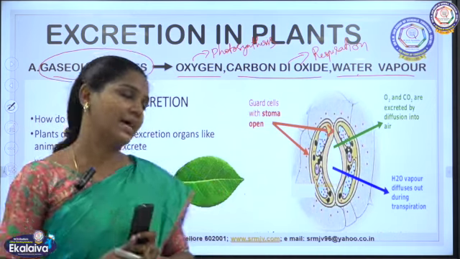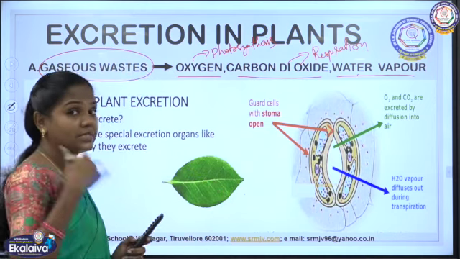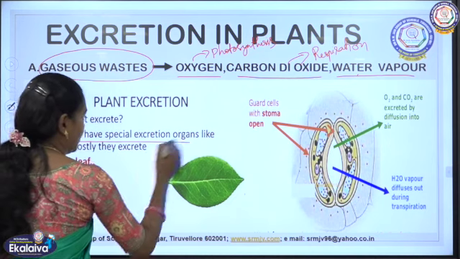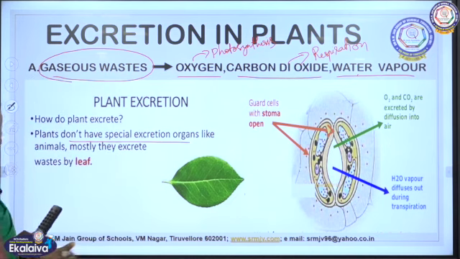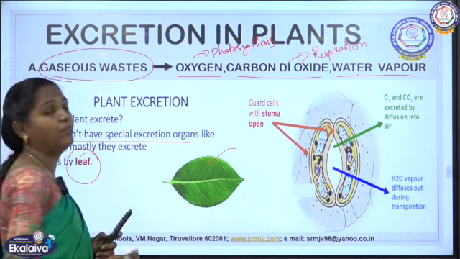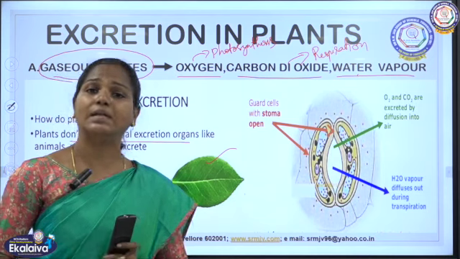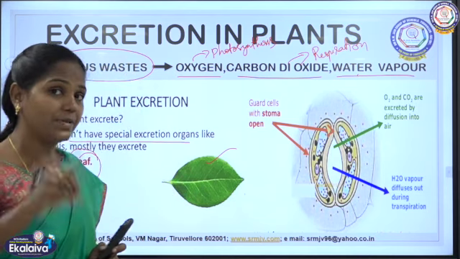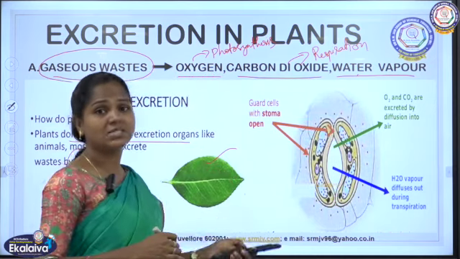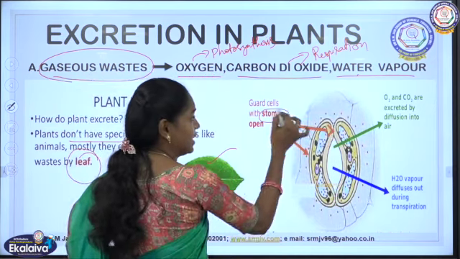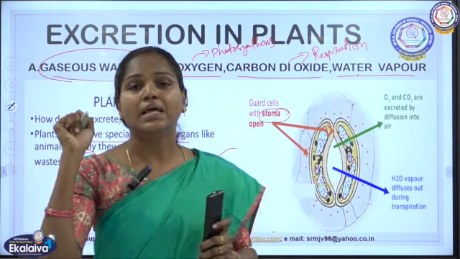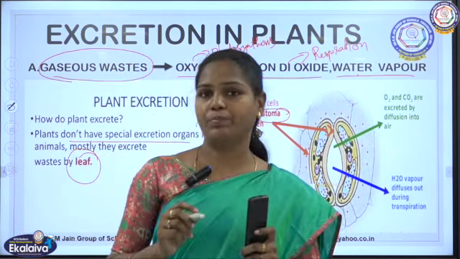So all these are the gaseous wastes, and how are they excreted? As I told you, plants don't have a special excretory organ. Mainly these gaseous wastes are excreted with the help of the part of the plant called the leaf. And what is present in that leaf? A specific structure, the stomata. The minute openings present in the leaf epidermis are called stomata.